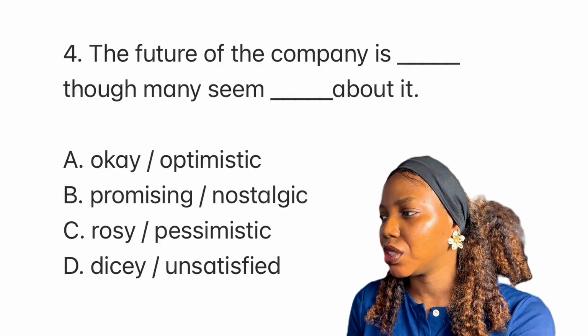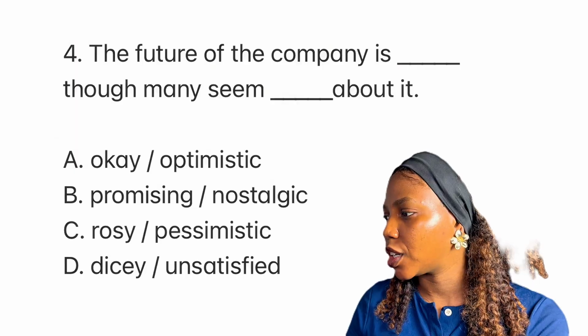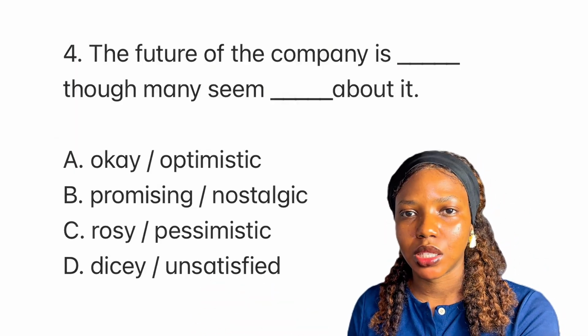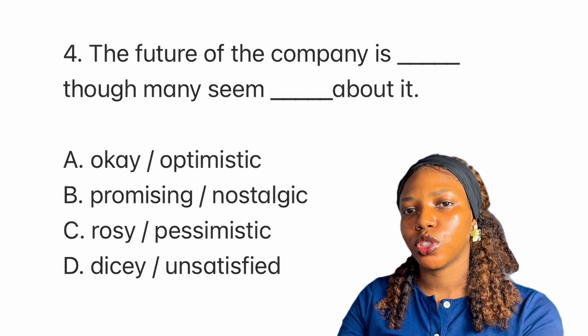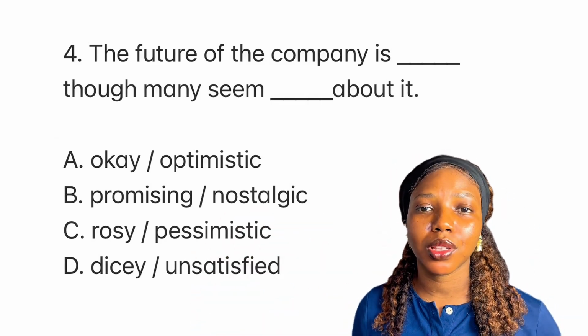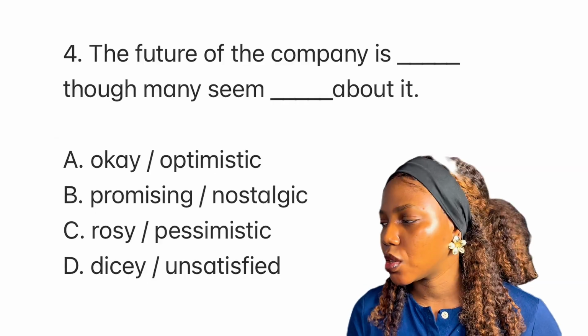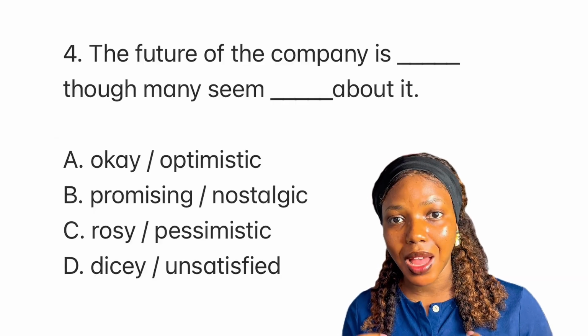Now, what does this mean for us? It means that the 2 words that will fill the blank should have contrasting meanings, should have opposite meanings. The first word should contrast with the second word. Now, let's go to the options. Option A, okay. Okay is a positive word. Optimistic is also a positive word. Optimistic means expecting something good to happen.